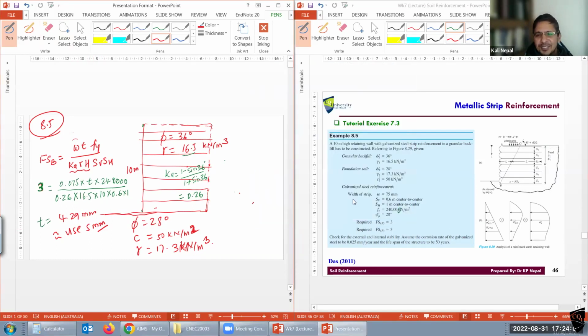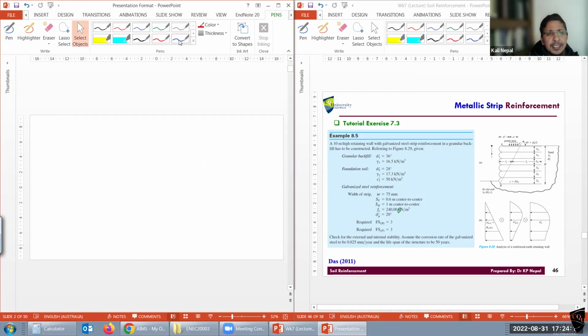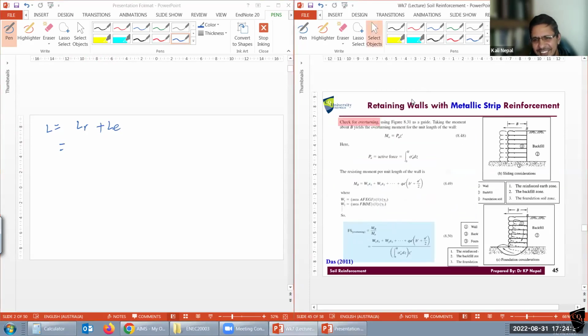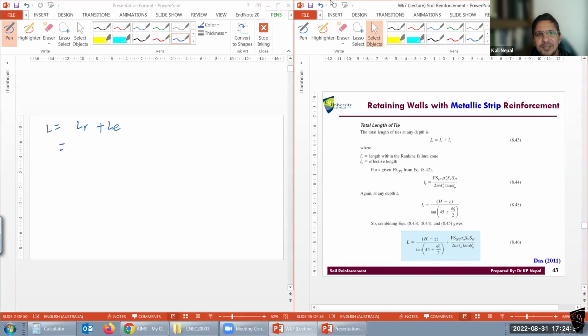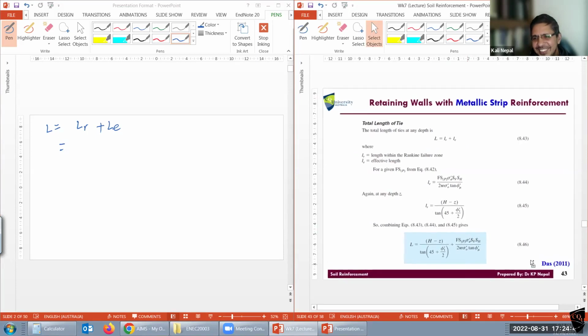So now what I said before, we need to calculate how long this tie would be. That's the thickness of the tie now, length of the tie next. Can we do that now? Length would be LR, which is the failure line, plus LE, effective length. But that is a straight equation given, so you don't need to even break it down. What is the length equation? Here you go. Did you see at the bottom? Can we copy that equation now?